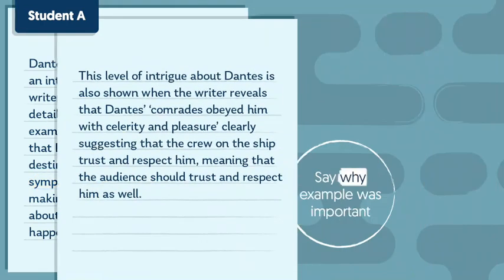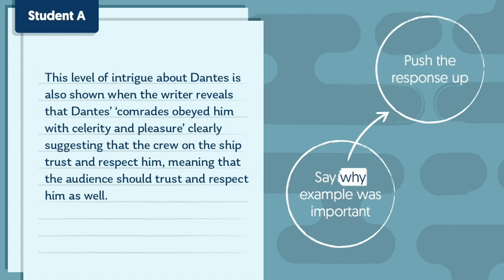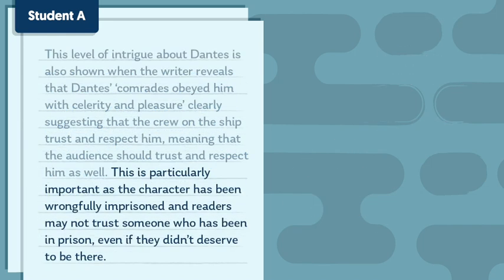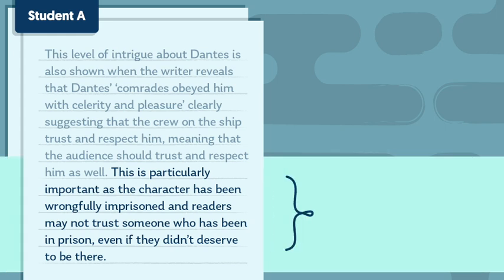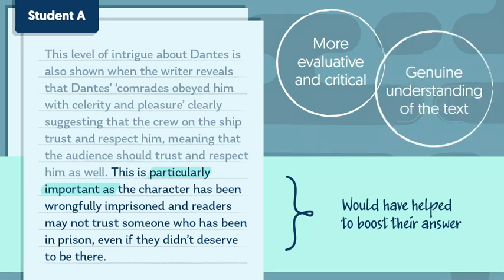However, if the student had gone on to say why a device was particularly important, this would have helped push the response up. For example, let's look at this section of their answer again. If the student had added the additional sentence shown here, it would have helped to boost their answer. This is because it's more evaluative and critical about the way the writer has used these ideas. It begins to explore why a specific detail is so effective, sharpening the levels of judgment about how well the writer has made Dantes seem like an interesting man. It shows a genuine understanding of the text, which is why it's important to read the text carefully.